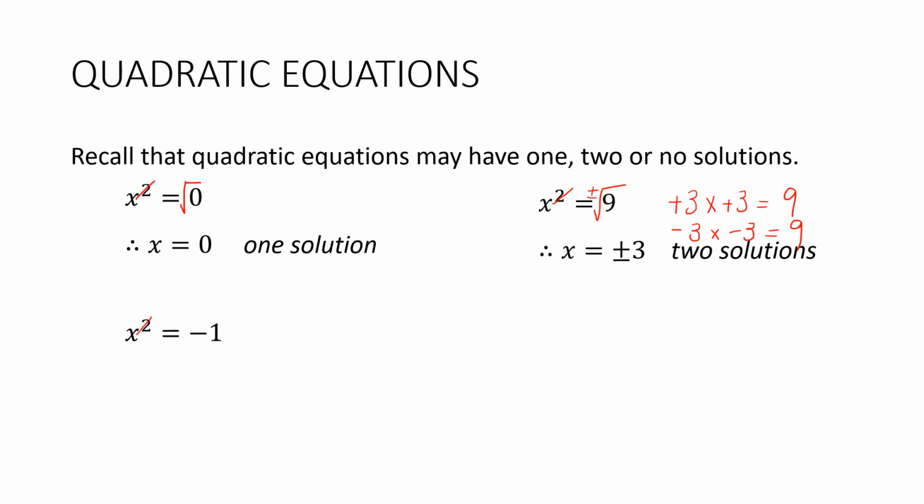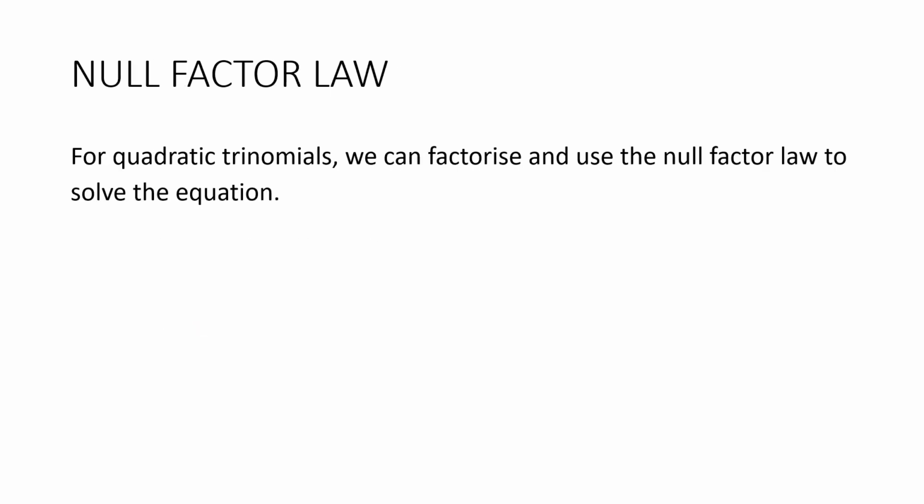And then finally, suppose we have x squared is equal to negative 1. Again, let's do opposite operations and do the square root of both sides. In this case, I end up with the square root of a negative number, which doesn't exist. So in this case, there are no solutions. Now, they were fairly simple quadratic equations.